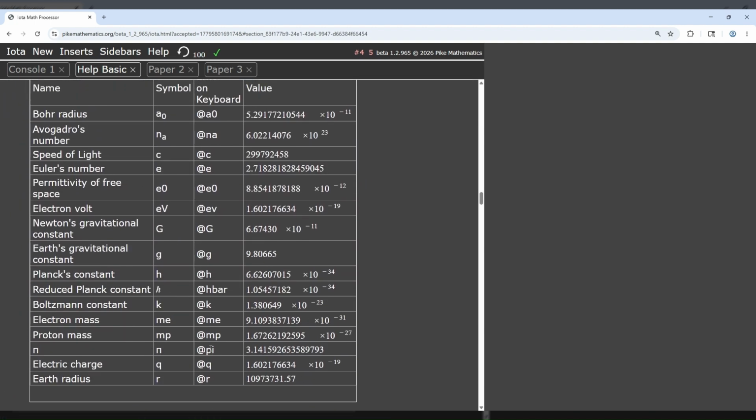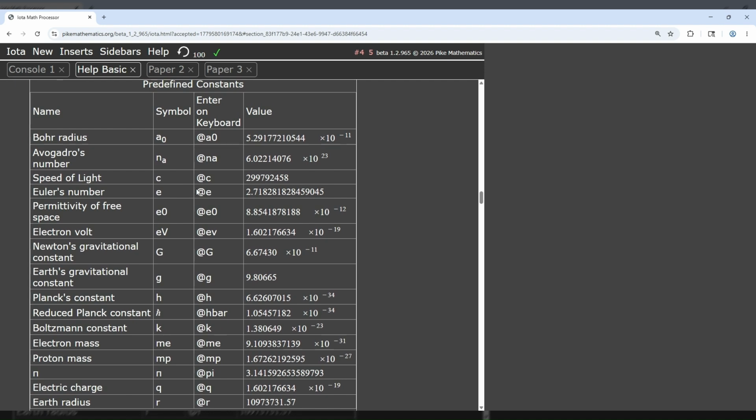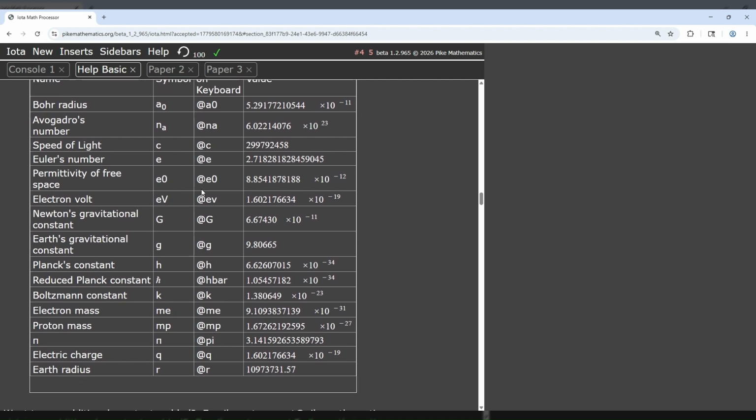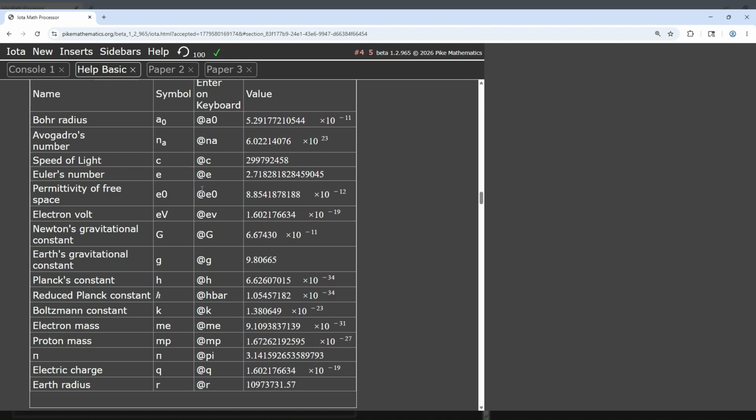So obviously we have pi, so if you want to call pi, you have to do at pi. If you want to do Euler's number, it would be at e. So you can see we've got quite a few constants already programmed in there. It's really easy to put a constant into Iota. So if you look at this list and see if there's something that you would like for us to add, just email us at support@pikemathematics.org and we'd be happy to add it.